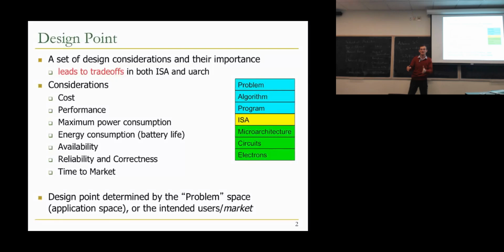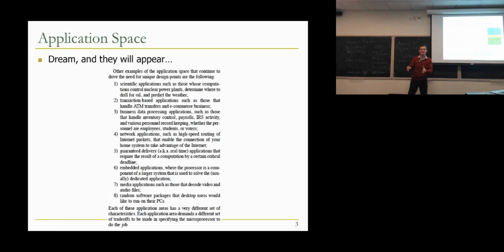And this is actually from the paper you're reading. This is just some applications. And there are many applications: process-based, business data processing. These are all becoming even more important. Network applications, real-time applications, embedded applications, media applications. I guess it says random software packages. It's scary, right? You're designing this processor that you have no idea what will run on it. And you should still get good performance, good power characteristics. I think that's the challenge of computer architecture.